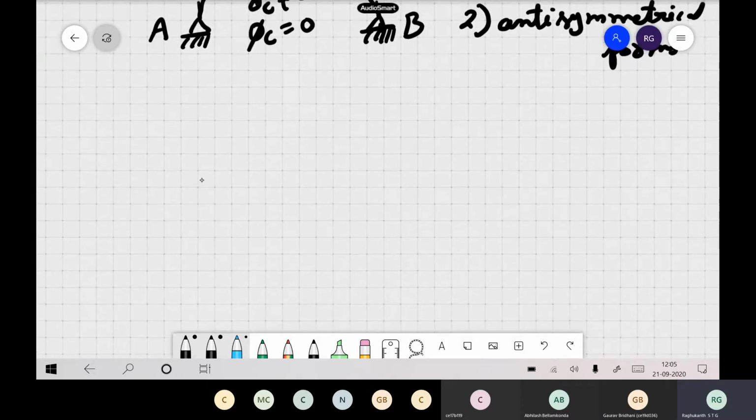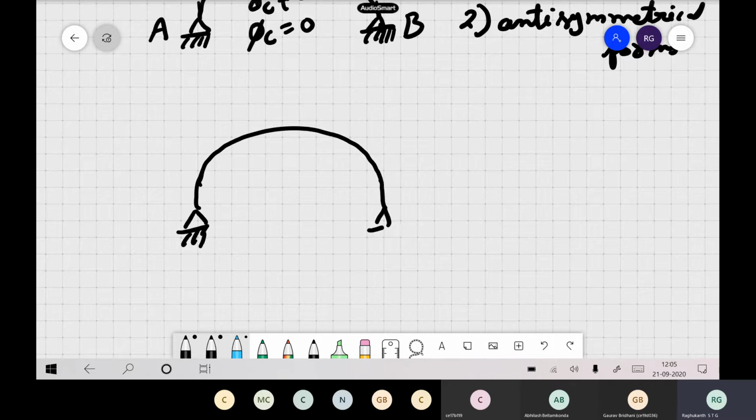Now the unsymmetric, or anti-symmetric, mode will be something like this. This is something you have followed, right? The buckling mode at this point will be like this. This is what we call the anti-symmetric mode.